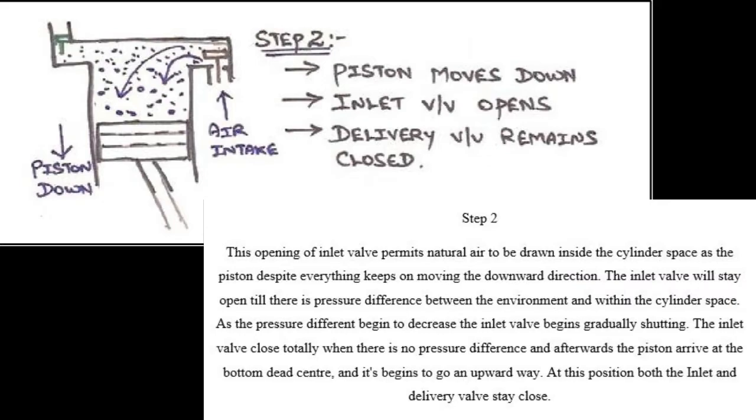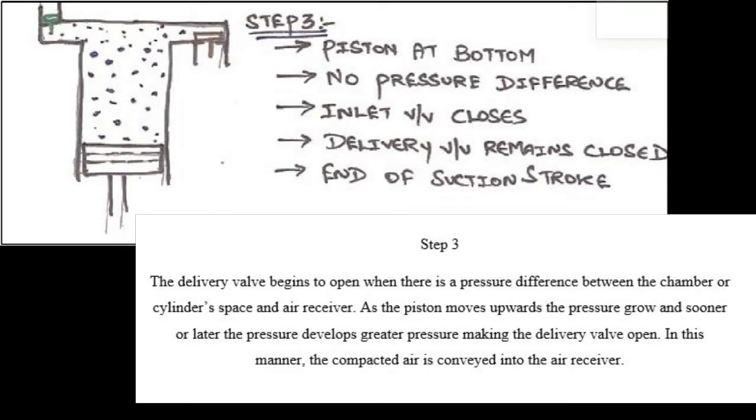or BDC, and it begins to go in an upward direction. At this position, both the inlet and delivery valves will stay closed. For the third step, step 3, the delivery valve begins to open when there is a pressure difference between the chamber or cylinder space and the air receiver. As the piston moves upward and the pressure grows, sooner or later the pressure becomes greater than the receiver pressure, making the delivery valve open. In this manner, the compressed air is conveyed into the air receiver.